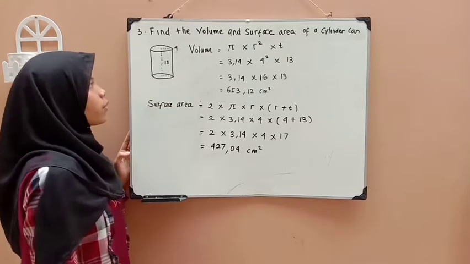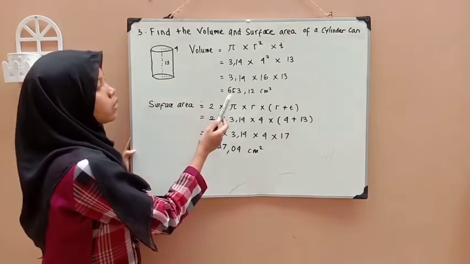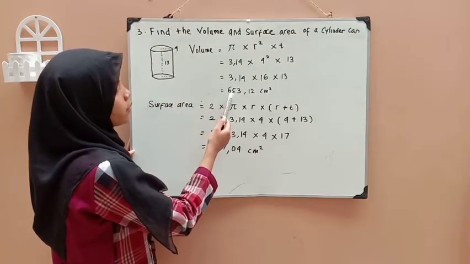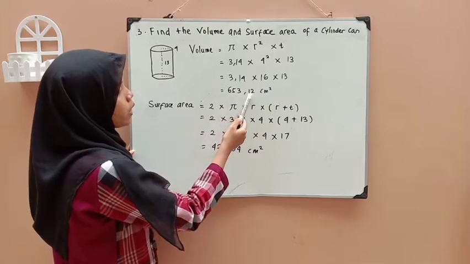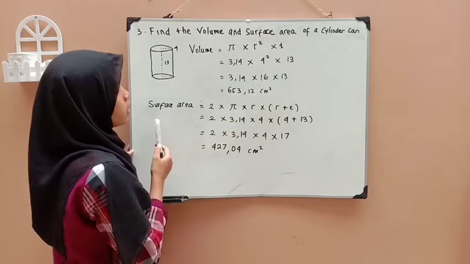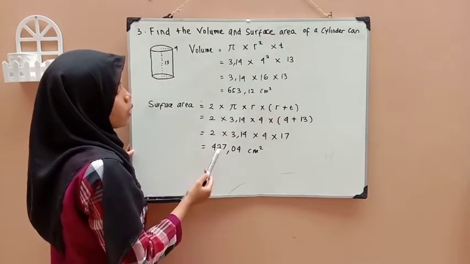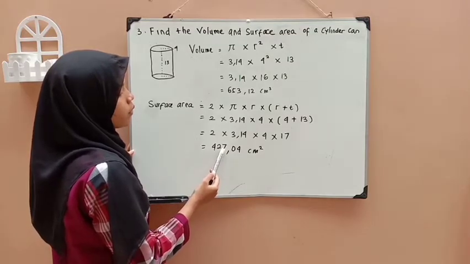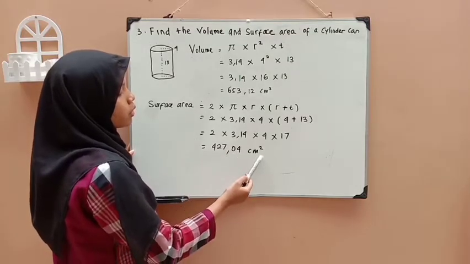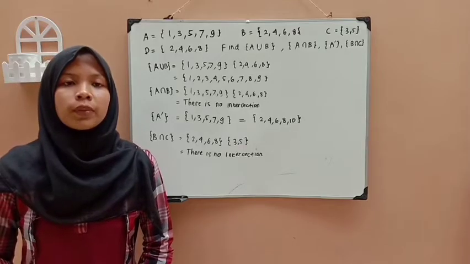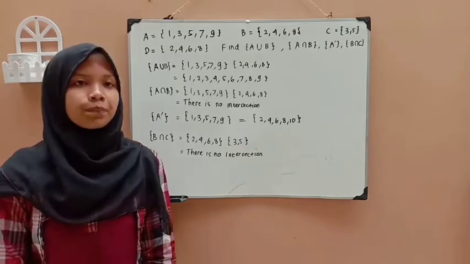So the volume is 653.12 centimeters cubed and the surface area is 427.04 centimeters squared. Next question, that is set and subset.